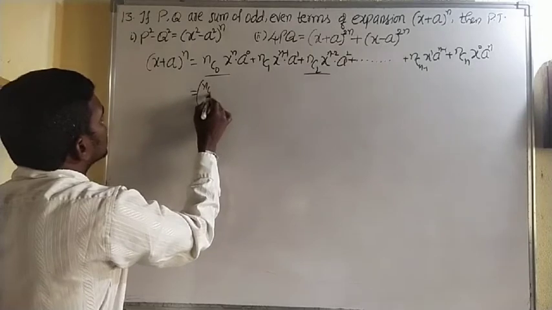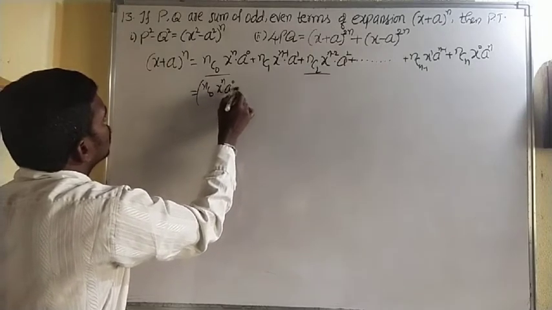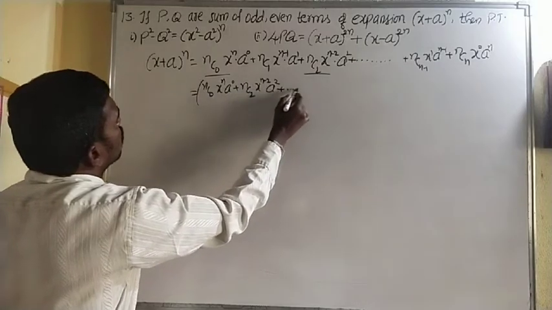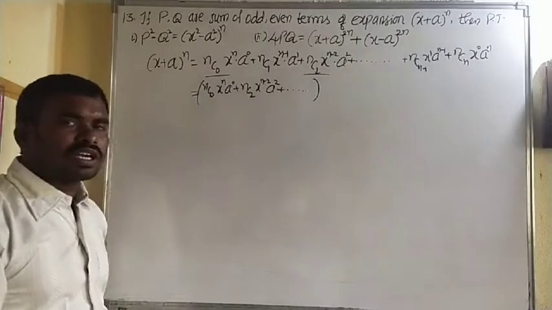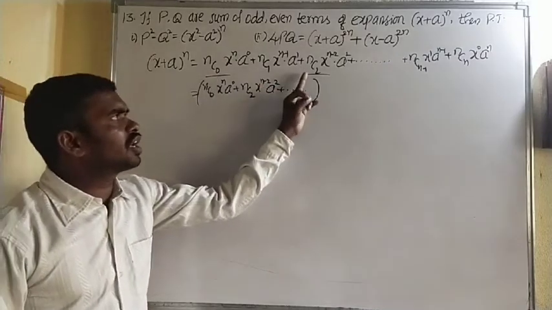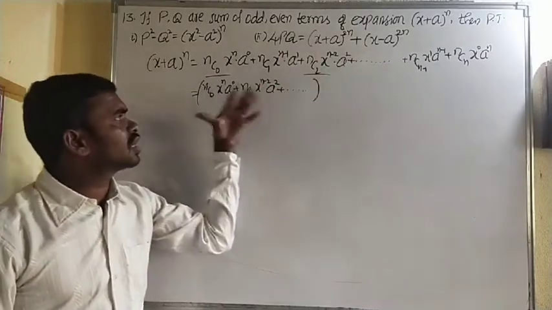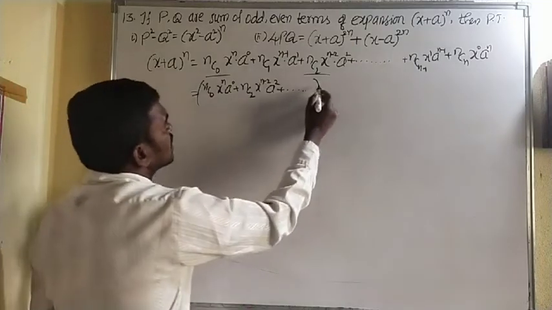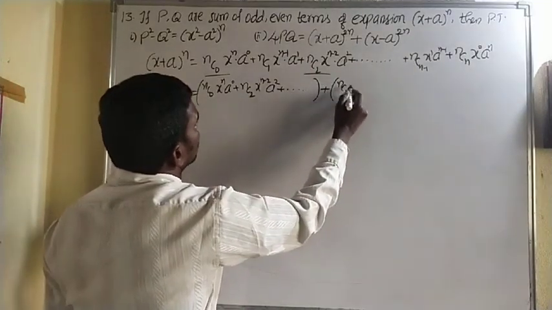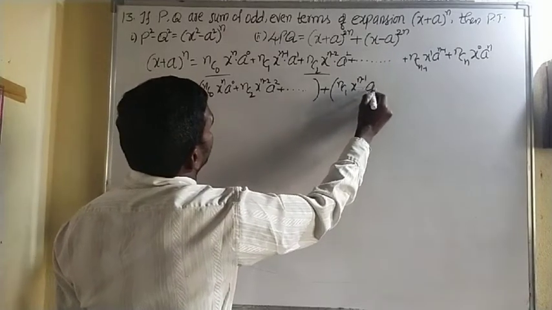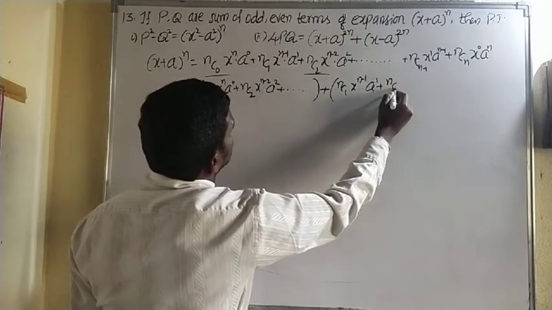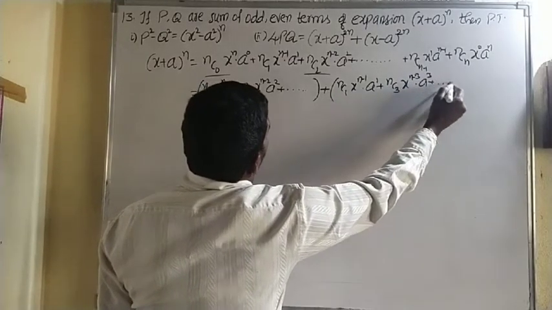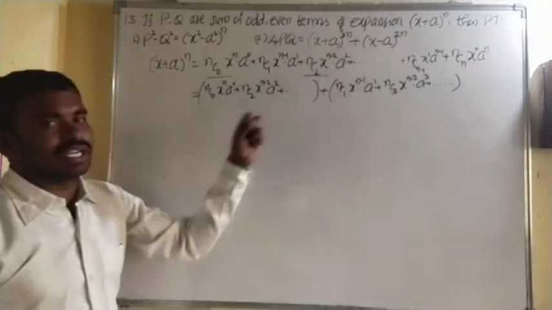So, I am writing it as nC0 x power n a power 0 plus nC2 x power n minus 2 a square plus so and so. These are the odd terms. Odd terms means first term, third term, fifth term, so and so. Those are called odd terms. Next, the remaining are the second terms. Second term means nC1 x power n minus 1 into a power 1 plus next nC3 x power n minus 3 into a power 3 plus so and so. So those are the even terms.